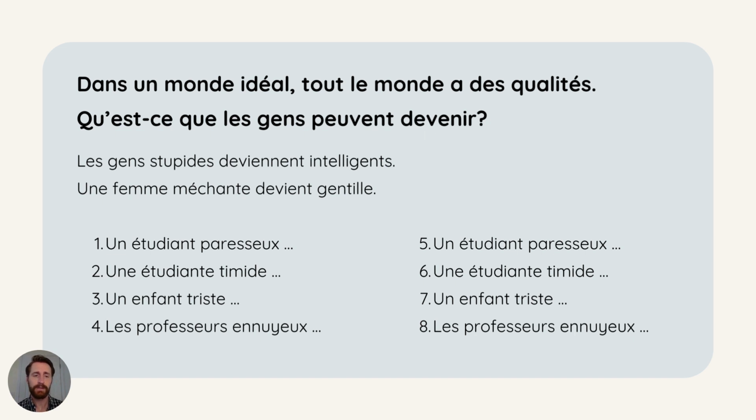So here we have an example. Les gens stupides deviennent intelligents. Une femme méchante devient gentille. So stupid people become intelligent. A mean woman becomes nice. So for you, this is also up to your opinion, what you think an ideal world would be. But I'll take a second here and write some sentences that follow this model using the verb devenir.